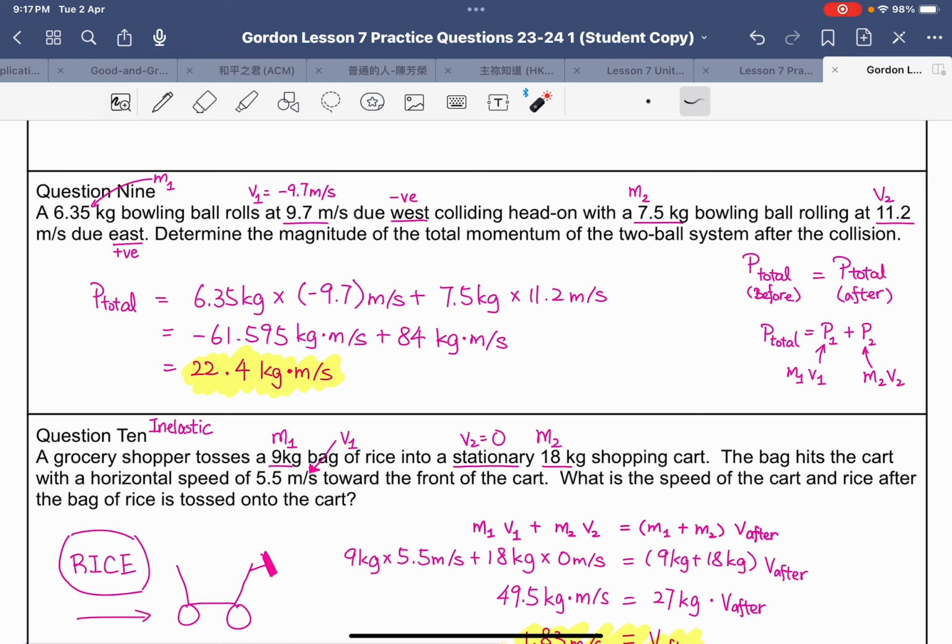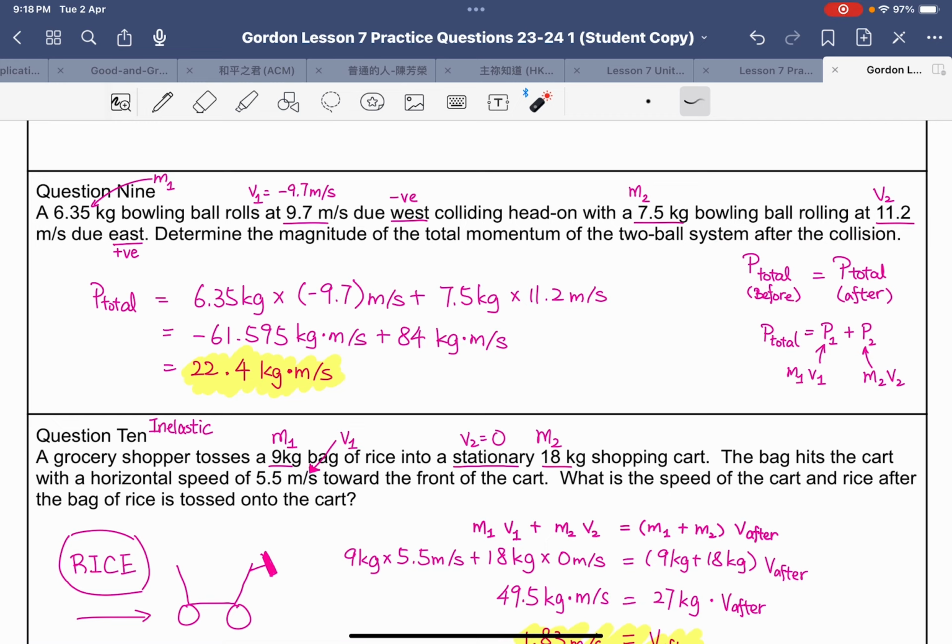Question 9. Well, this time, we are looking at the magnitude of the total momentum after the collision. If you read the question carefully, you have been provided all the information you need to determine the total momentum before the collision. And if you remember the concept of conservation of momentum, you know that total momentum before the event and after the event will be identical in a closed system and in a perfect collision.